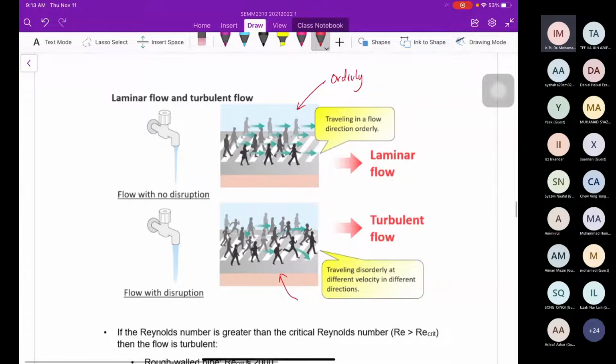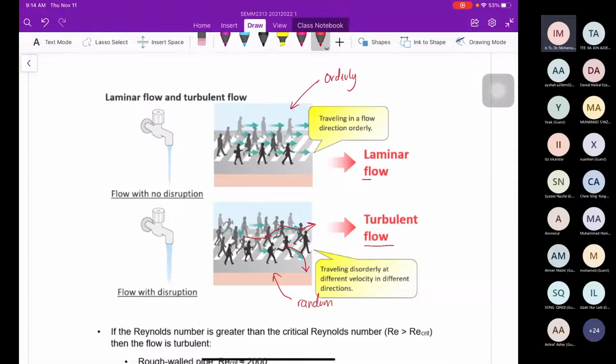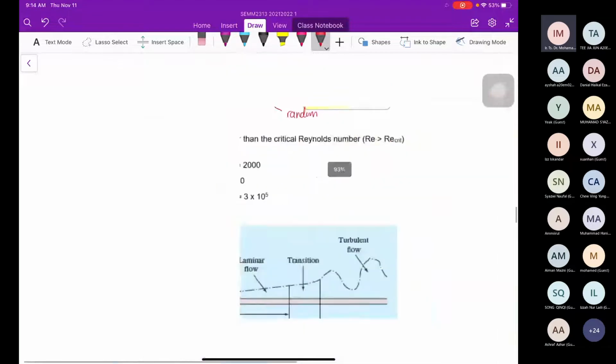However, at the bottom side, it is random. Random movement of people at different speeds and in different directions. You can see this one going here, and this one from here going here, at a different pace and speed. So this is mixing of flow. We call this a turbulent flow. And this is laminar flow, as you can see in the water in the pipe system.